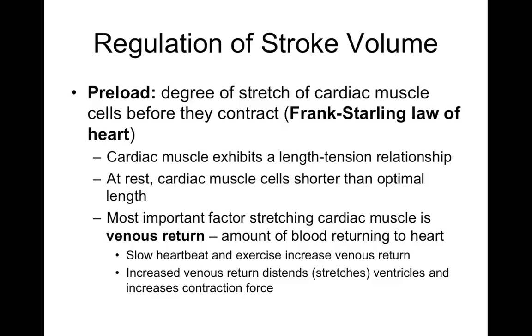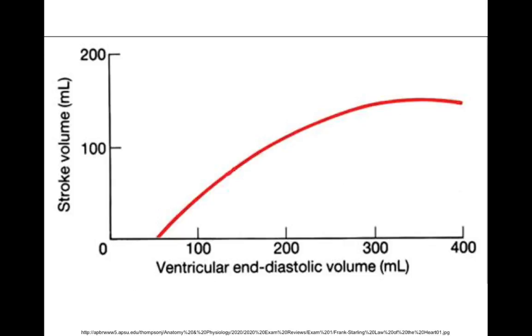In fact, that's what this next slide is showing right here: how, if you can increase your ventricular end diastolic volume, it correspondingly increases stroke volume. So if you can increase venous return during exercise, then you can increase your stroke volume, which increases your cardiac output. But to a point. Do you guys see there's a maximal level here, and it starts to taper off?